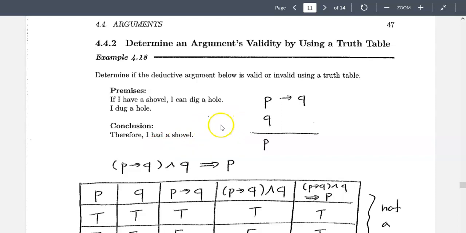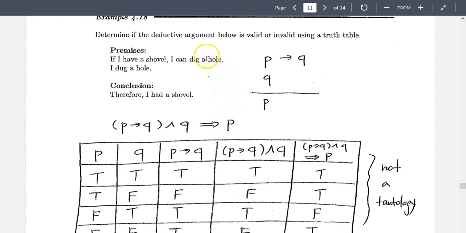But let's look at what the truth table says, okay? Just follow the logic. Now, the way we do this is if-then, right? So if I have a shovel, that's our conditional statement. So P is you have a shovel, and Q is digging a hole. All right, and I dug a hole, that's why it's Q. Now, for the conclusion, we will draw a line for the conclusion when we do arguments, okay? And then therefore I have a shovel, which is P.